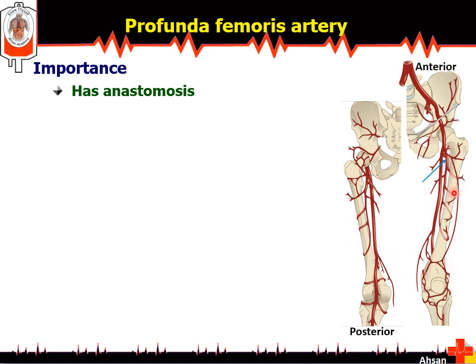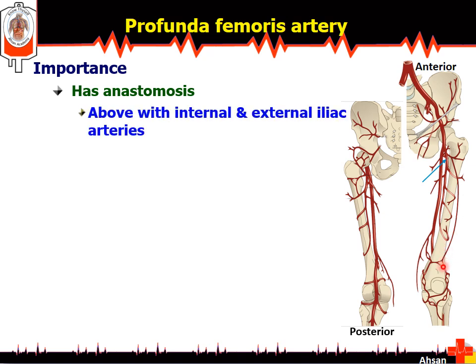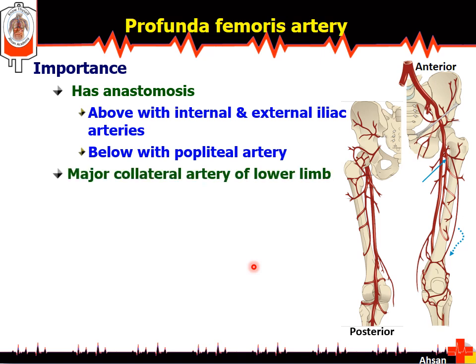You can see the branch to the knee joint. So it has anastomosis with the internal branches of the internal iliac and the external iliac branches of the femoral artery. Below, it goes up to the popliteal artery. So it can be a collateral circulation route between the external iliac and the popliteal or femoral artery. It is the major collateral route. Other collateral routes are also there.